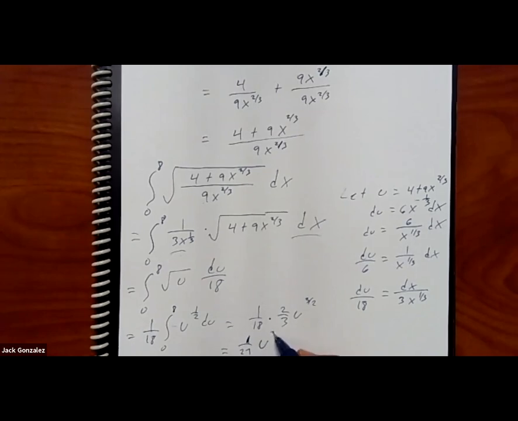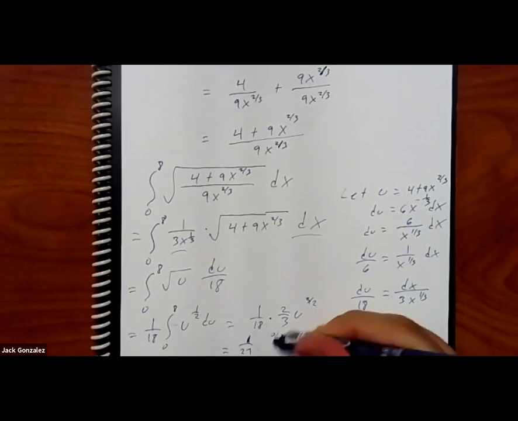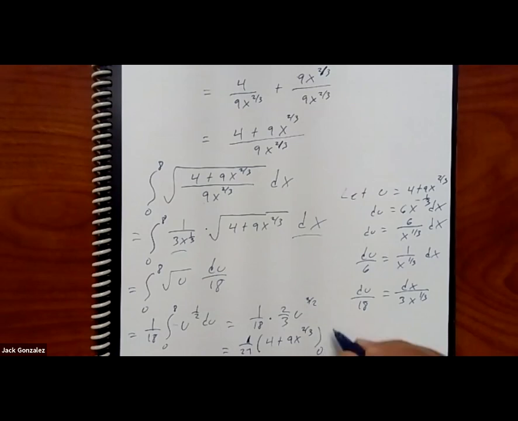Guess I picked the hard one. I'm sorry. I wanted to pick a medium one, but that didn't work out. Okay, the original u was 4 plus 9. Yeah, 0 to 8.